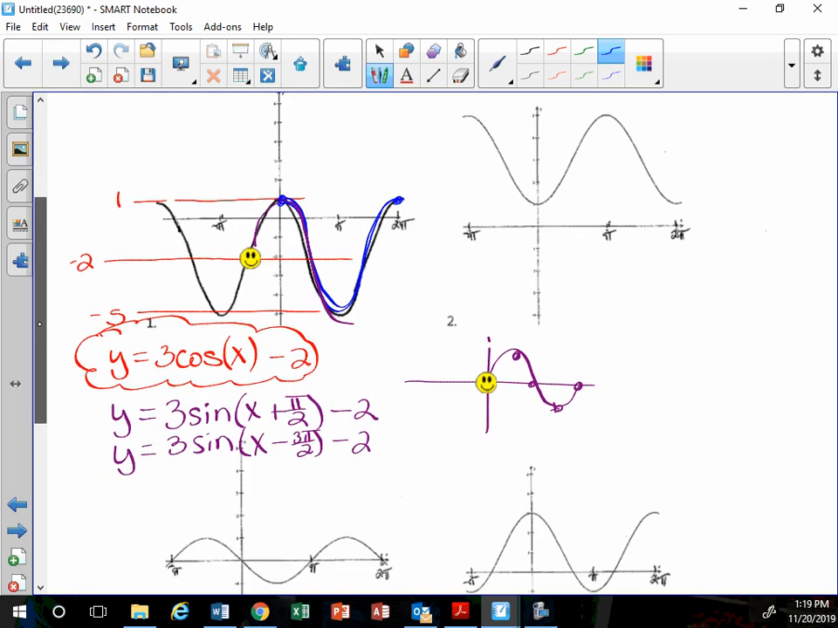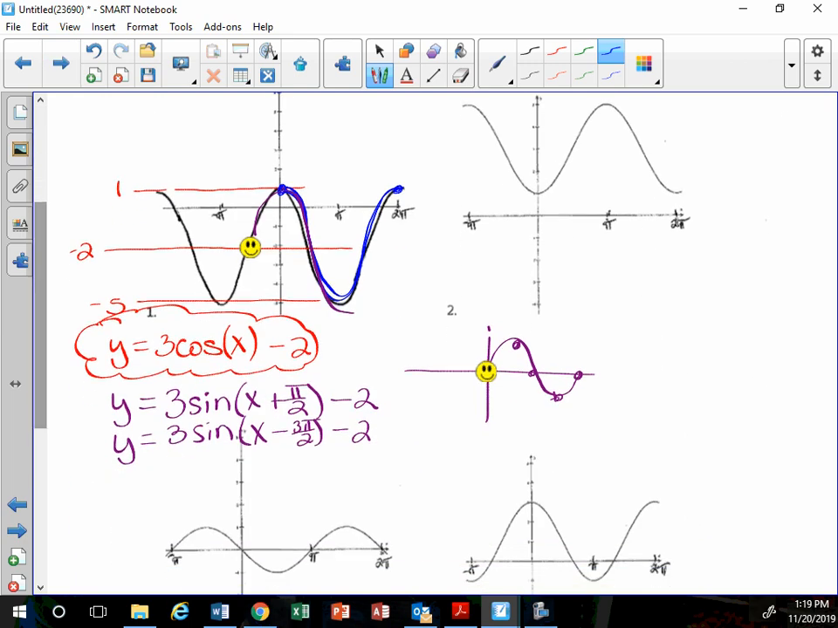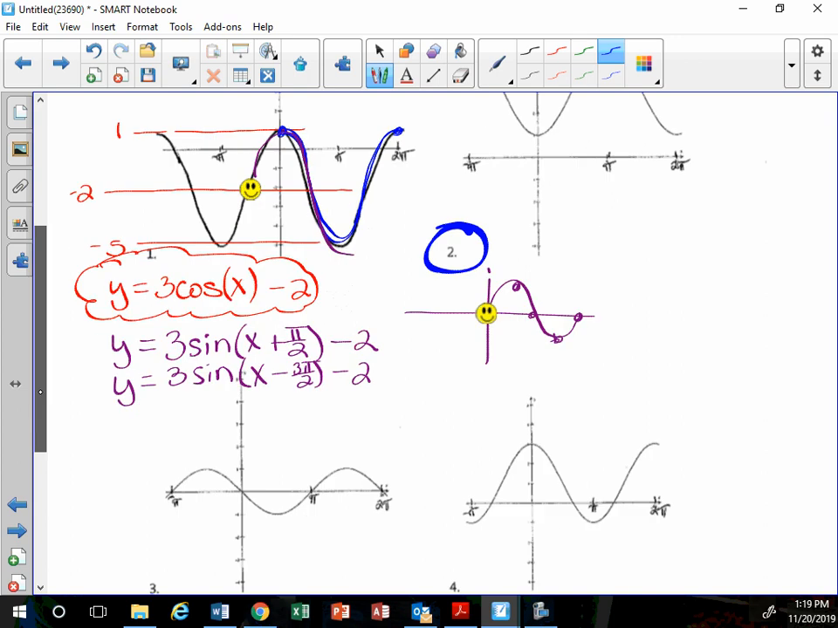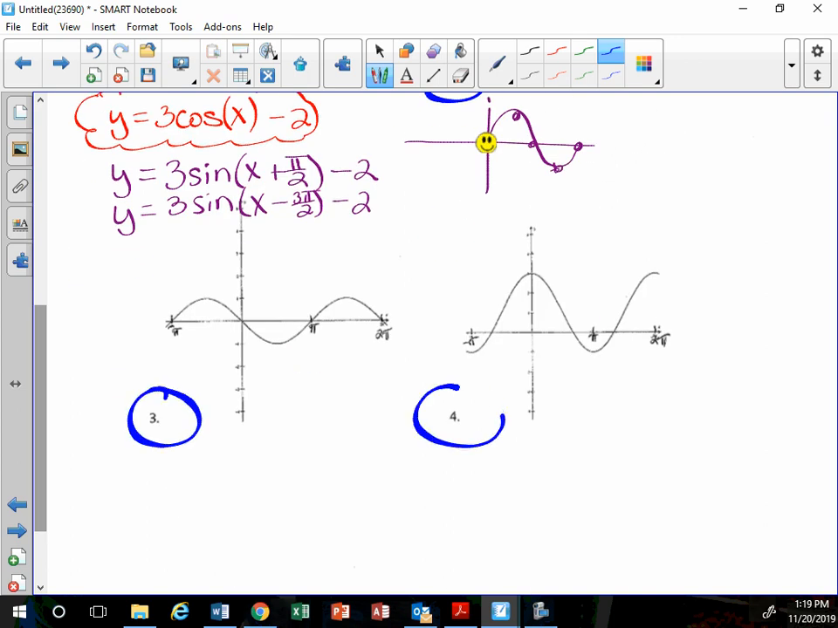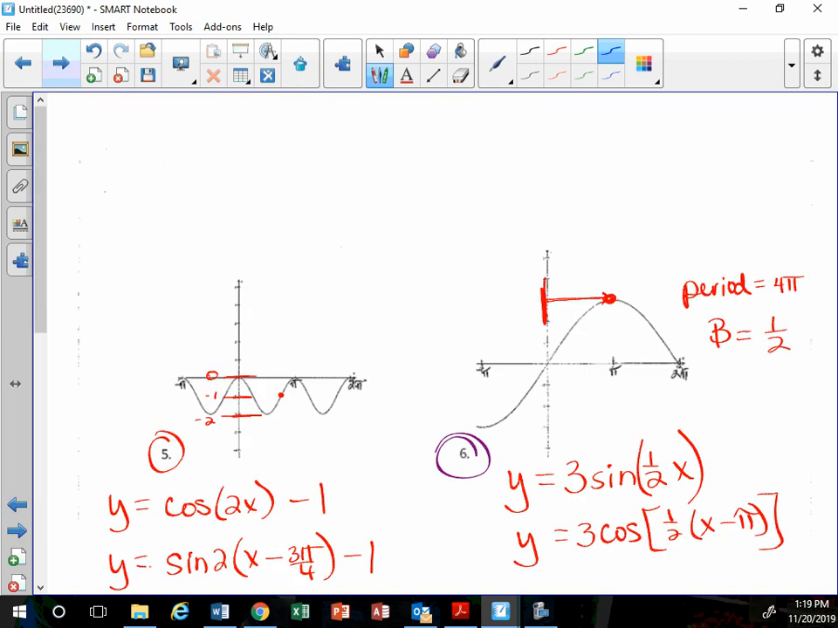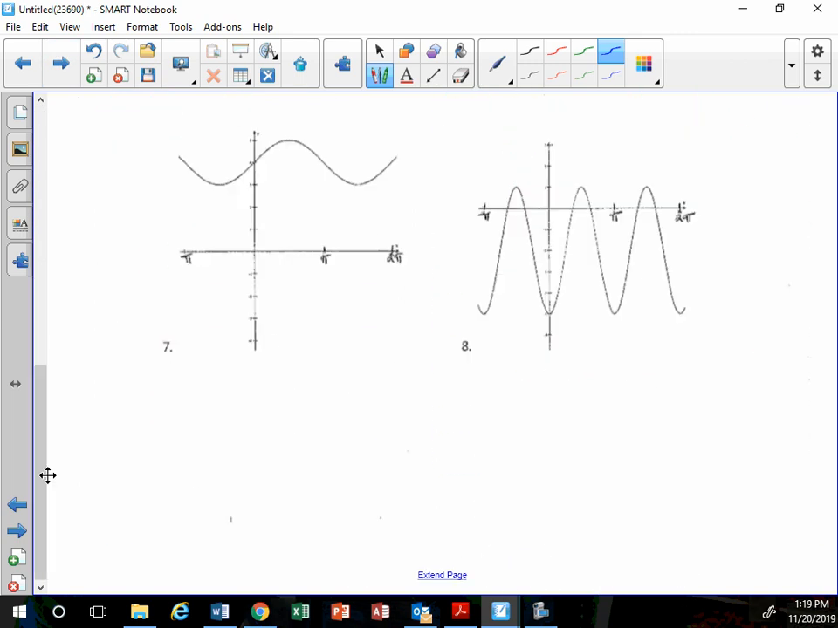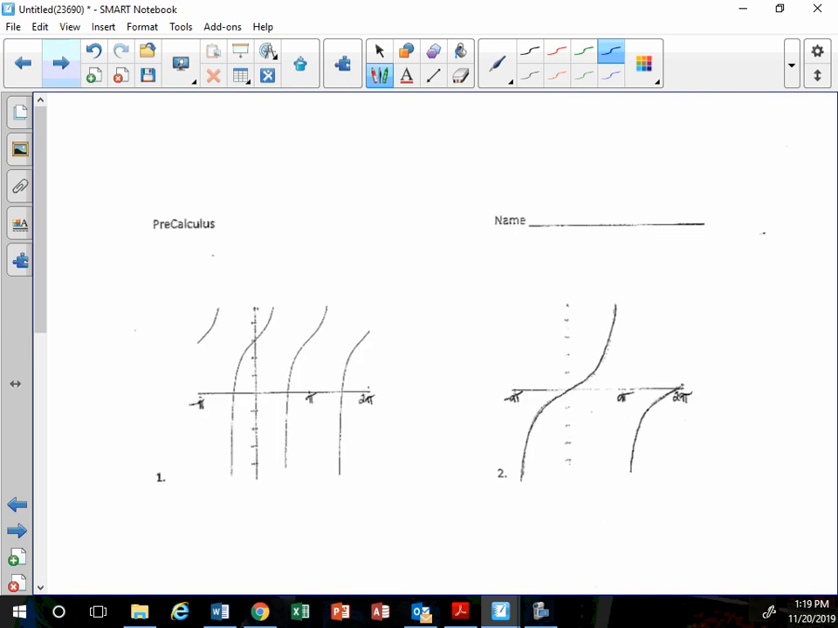Same on the next page. You need to do 2, 3 and 4. What do you think you're going to do on the next page? 7 and 8. And then guys, you can stop. We will talk about the tangent and cotangent, secant, cosecant, all that stuff next time, okay?